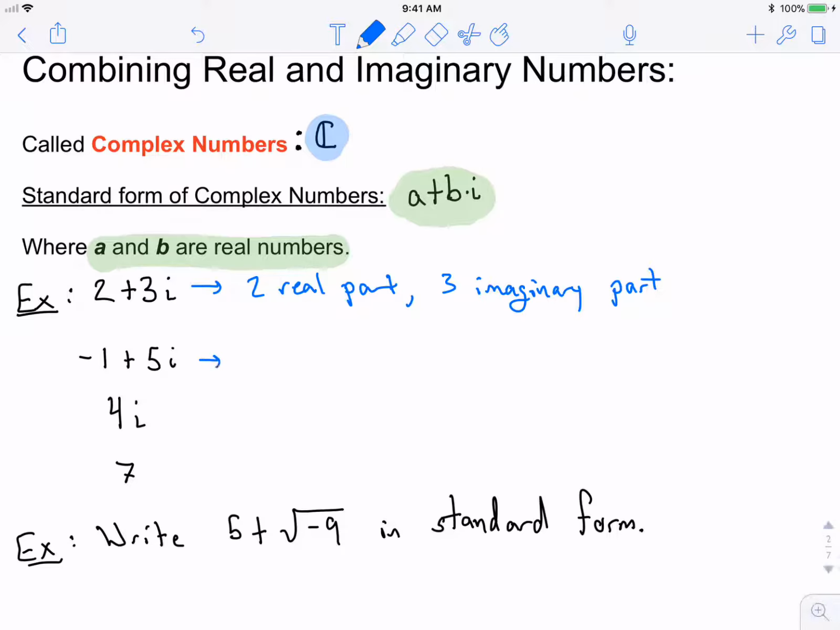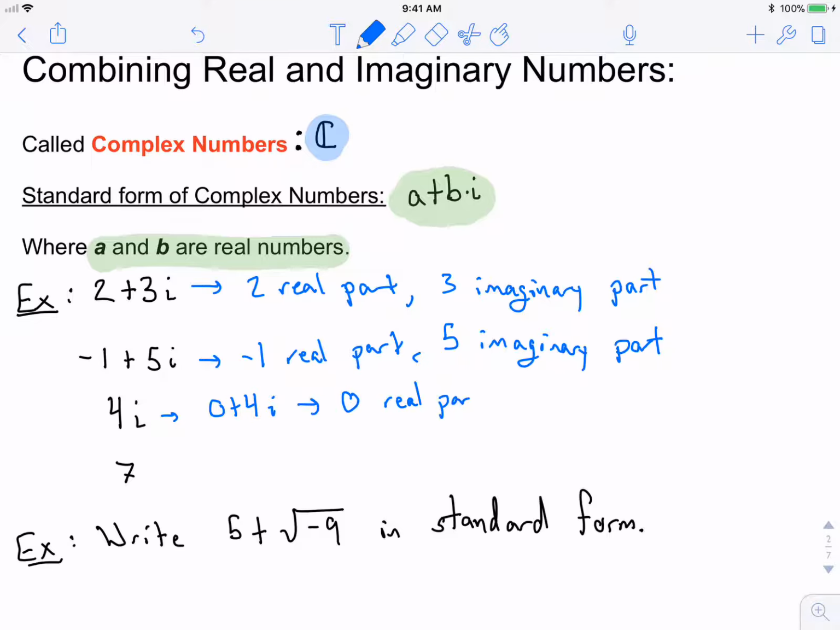Similarly, for the next one, -1 is the real part, and whatever number is attached to the i, in this case 5, is our imaginary part. And we can have simply real and simply imaginary numbers still being complex. I can write 4i as 0 plus 4i. So 0 is my real part, and 4 is my imaginary part.